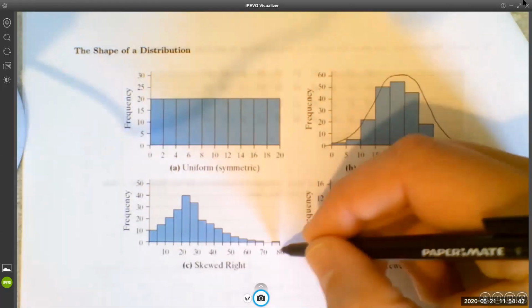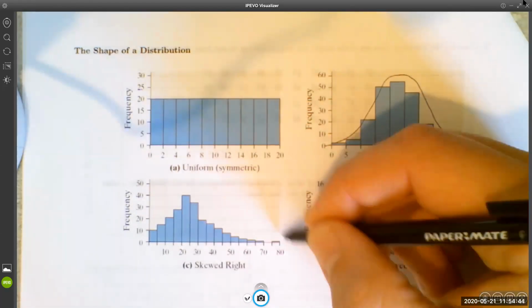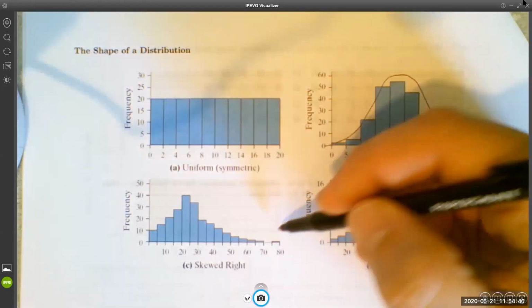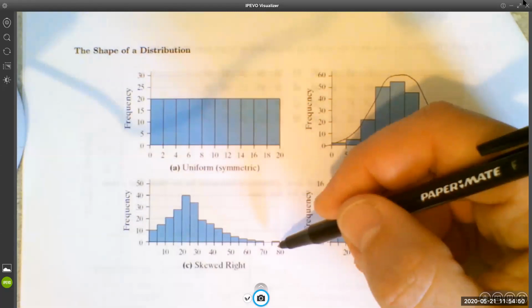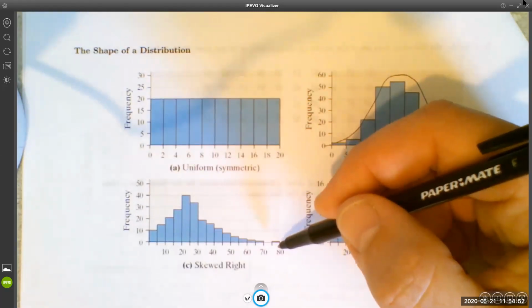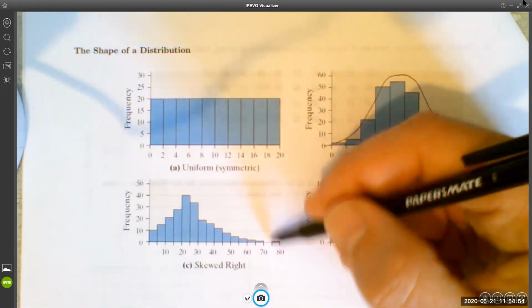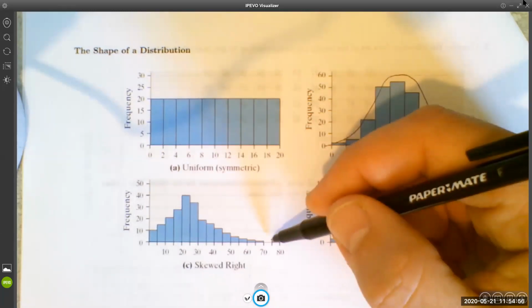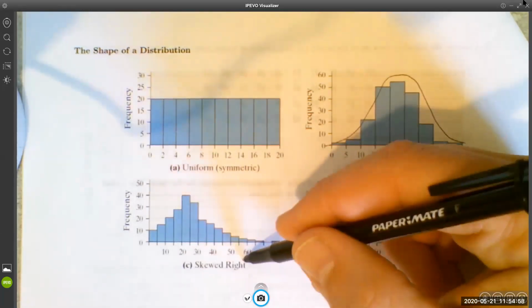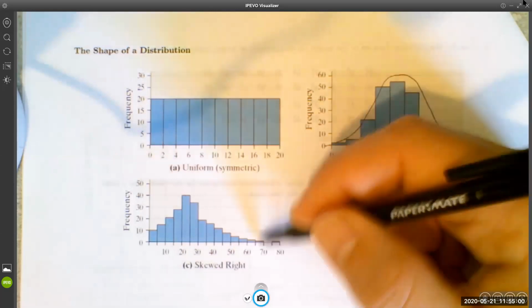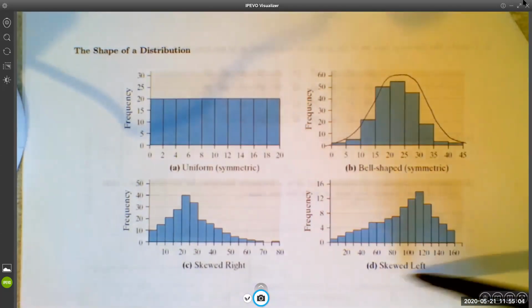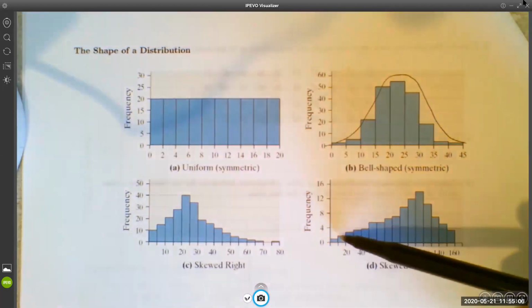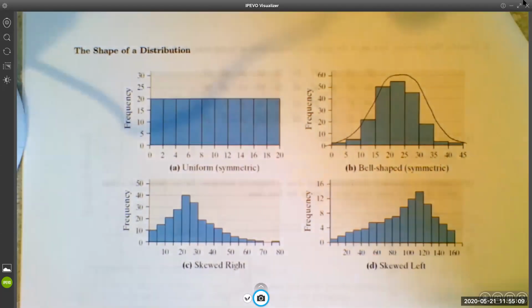You just have a few values over here that are really, really large compared to the rest of the data that end up skewing to the right, like the averages and stuff. So these values out here are sort of throwing off the average. They're pulling the average to the right. Okay, so it's a skewed right distribution. And the same thing here, right? So this is a skewed left distribution because you have these values over here to the left that are sort of pulling you down.